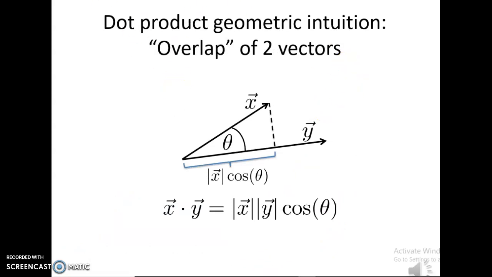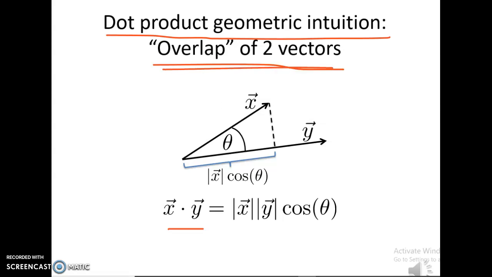Dot product geometric intuition: overlap of two vectors. The x vector dot y vector equals mod x times mod y times cos theta. Where is the overlap? This is the x direction, the x vector. This is the y vector, with angle theta in between.